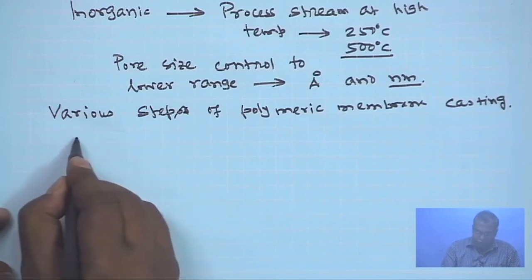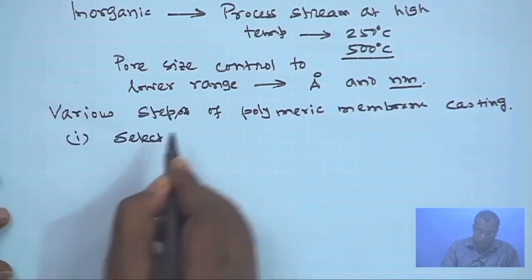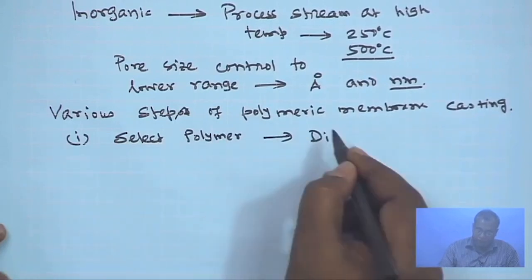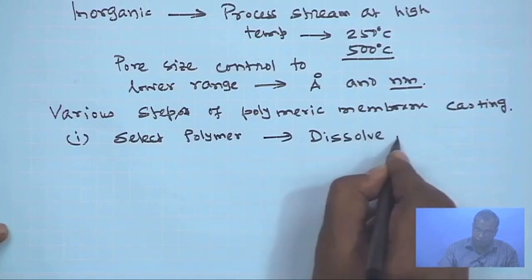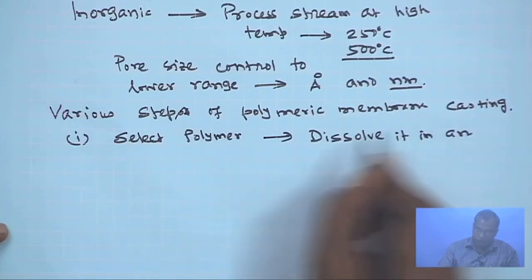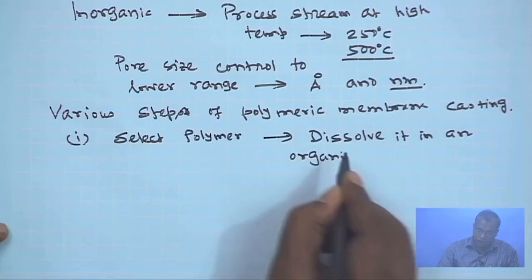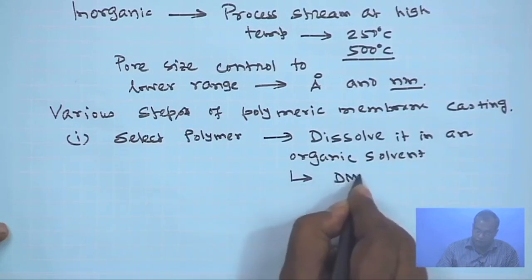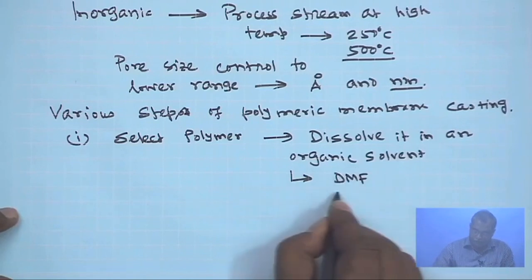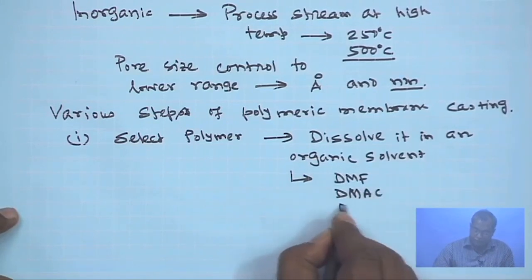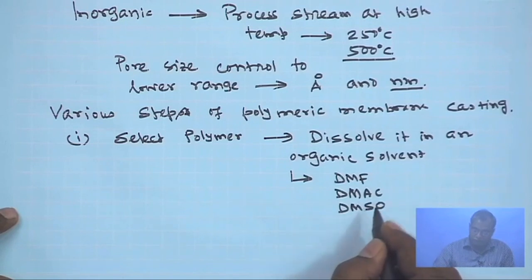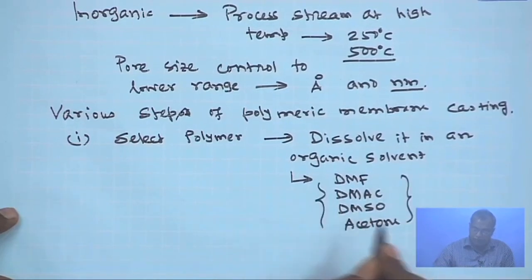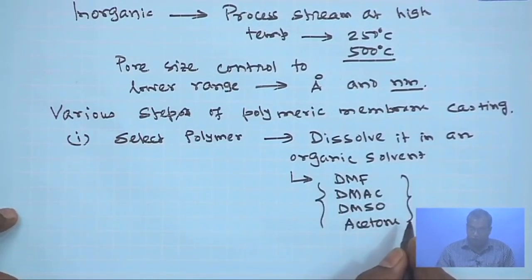First, we select a polymer and dissolve it in an organic solvent. And what is the typical organic solvent? Typical organic solvents are DMF, that is dimethylformamide, DMSO, dimethyl sulfoxide, and then acetone. So, these are various typical organic solvents by which polymer is dissolved.